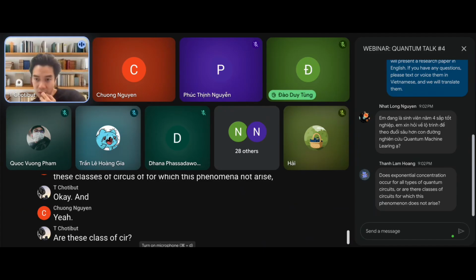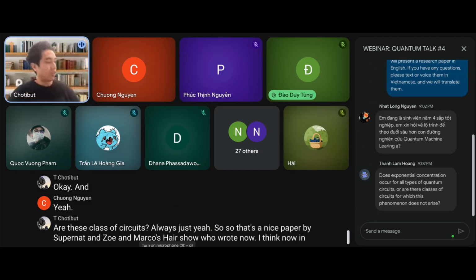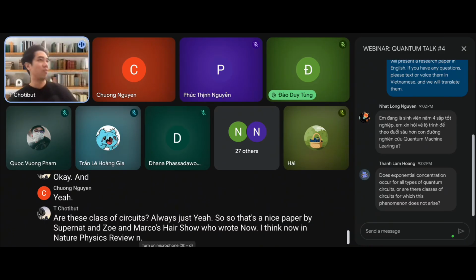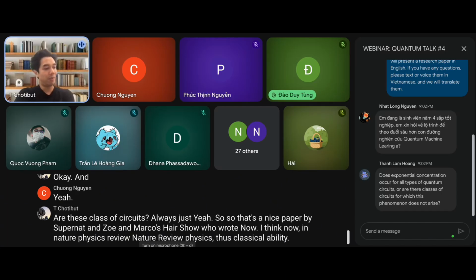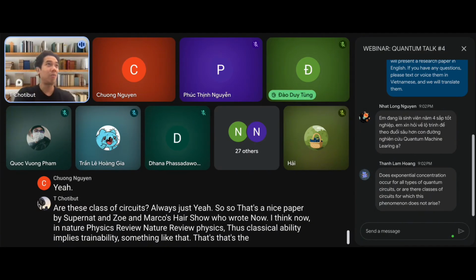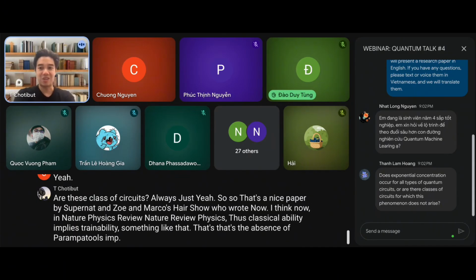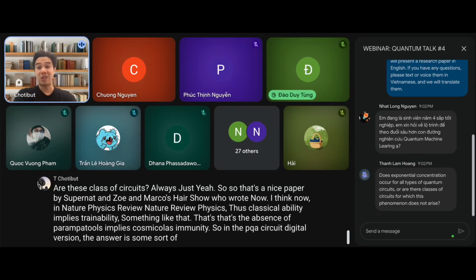Are there classes of circuits for which this phenomenon arises? Yeah. So there's a nice paper by Thiparat Zoe and Marco Cerezo, who wrote, I think now in Nature Reviews Physics, does classical simulability imply trainability? Something like that. Does the absence of barren plateaus imply classical simulability? So in the VQA circuit, in the digital version, the answer is some sort of yes.